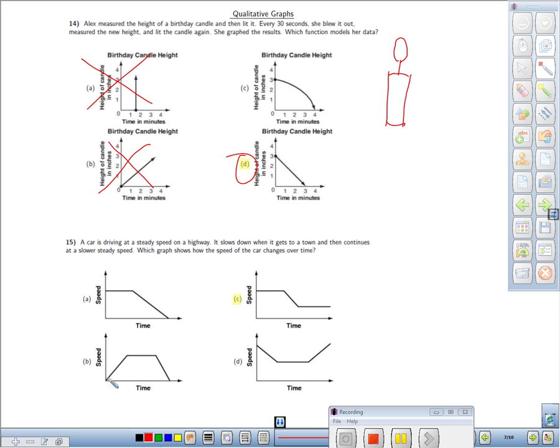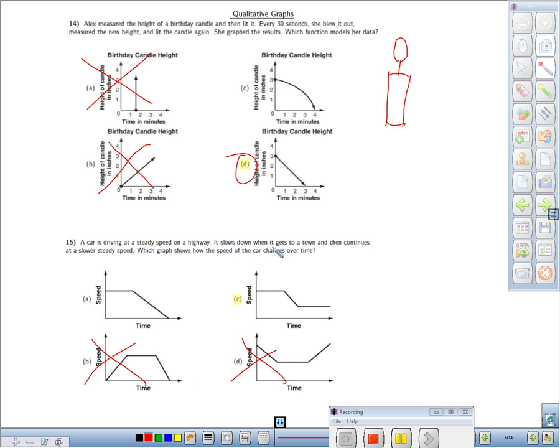B, notice the speed is increasing over time. That's not how our situation starts off. So B's out. Let's look at C. That nice steady speed to start out with. So C is an option. For D, speed's heading down. Well, that's not what we said was happening. We're not slowing down immediately. So that's out. Left with two choices.